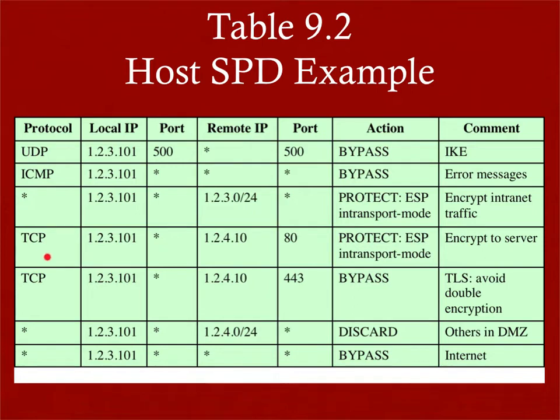So for TCP, for example, from this local IP to this, I'm going to protect, and this is to encrypt. For another TCP that goes to 443, what is this 443? Does anyone remember? HTTPS. 80 is normal HTTP. So in that case, I need to protect.